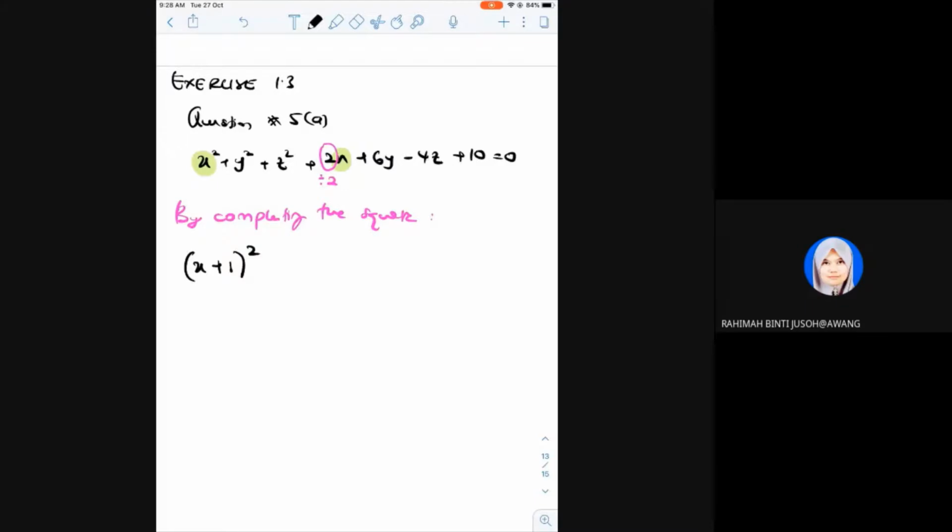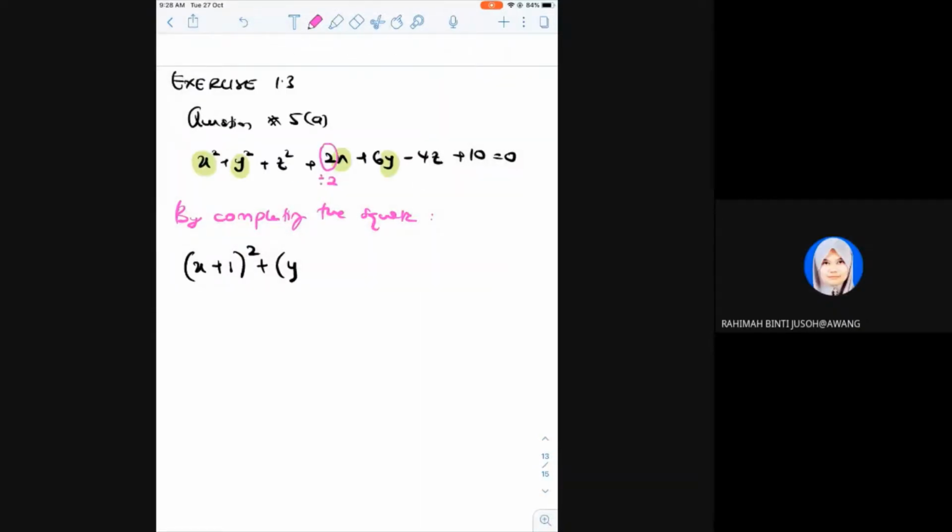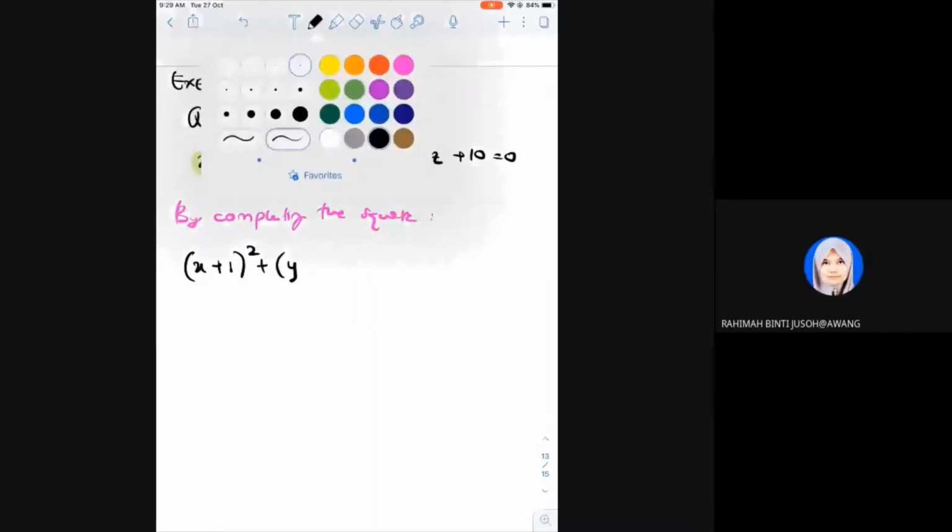Okay, and then plus open the bracket. You put Y. Okay, tengok pasangan Y mana? Pasangan Y. Ni Y, pasangan Y 6 kan? Yeah. Positive 6 ni you divide by 2 again. So 6 divide by 2, you will get plus 3. And then square like that.